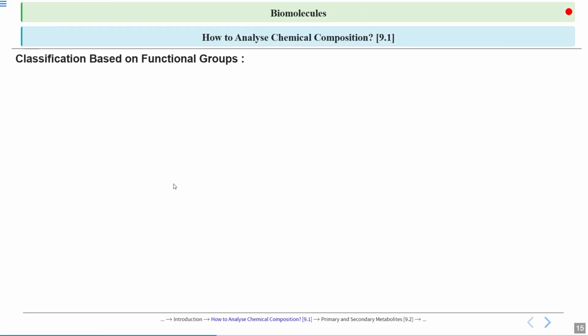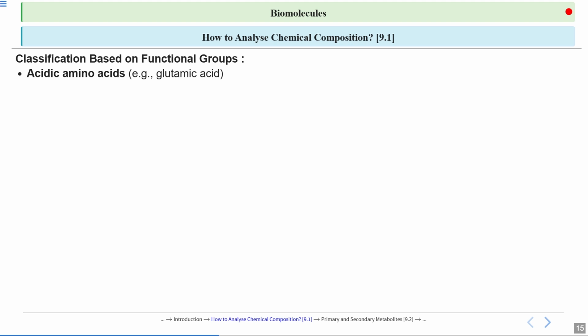Now let's talk about the classification of amino acids based on the functional group. The first one is acidic amino acids, for example glutamic acid. What are these acidic amino acids? These amino acids have a negatively charged side chain, which is why they are called acidic amino acids. Examples are glutamic acid and aspartic acid. These are all acidic amino acids.